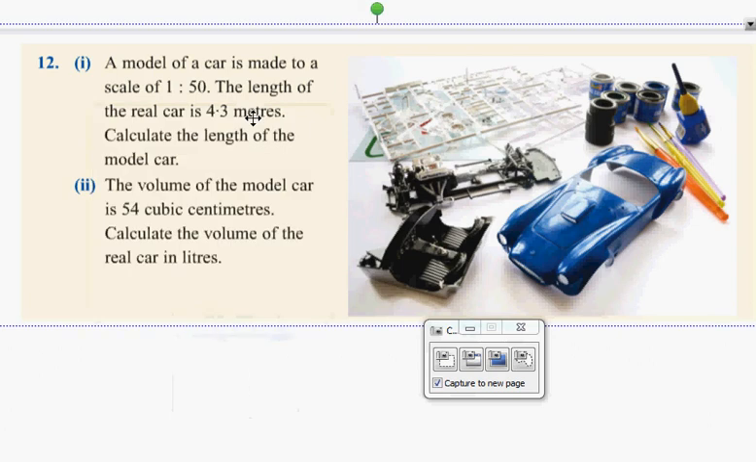Okay, guys. A model of a car is made to a scale of 1:50. Okay, that just means it's 50 times larger in real life. The length of the real car is 4.3 meters. Calculate the length of the model car.